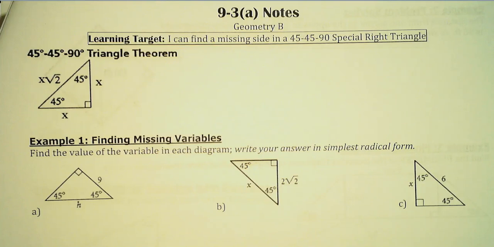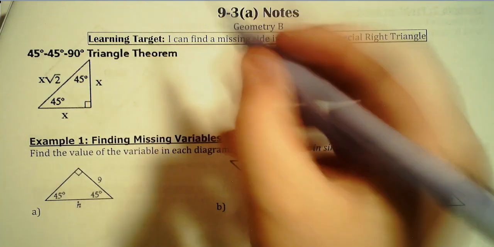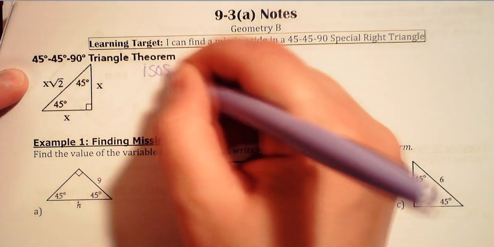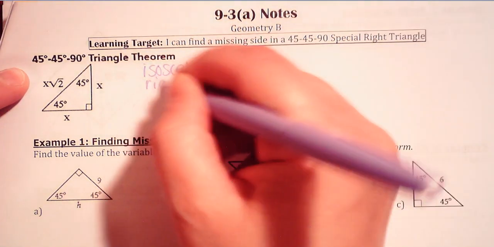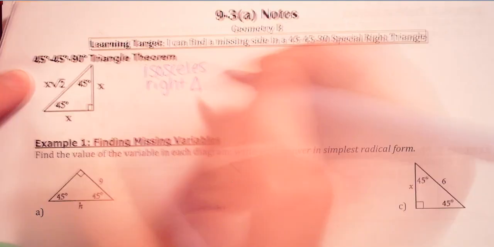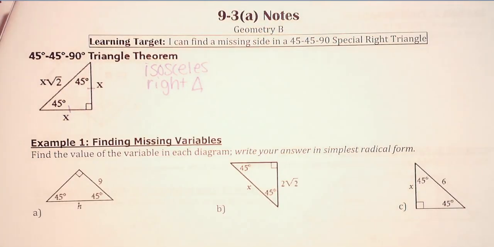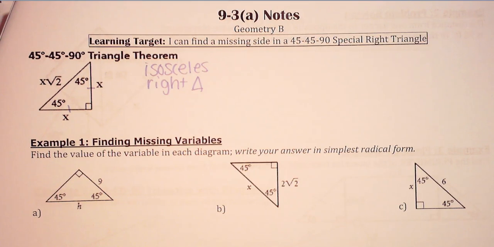All right, this morning we are going to talk about 45, 45, 90 special right triangles. And at the top, these are also called an isosceles right triangle because two of the legs have the same length and two of the angles are the same, both 45 degrees, and then you've got the 90-degree angle, which makes it a right triangle. This formula or picture will be given to you guys on any tests or quizzes, final exams, things like that, so you can use it as a reference to help you solve problems.